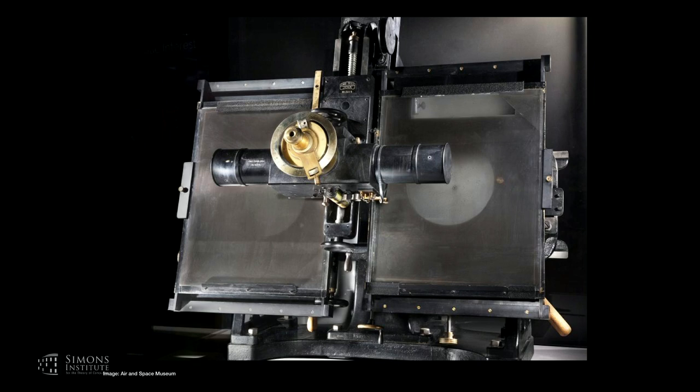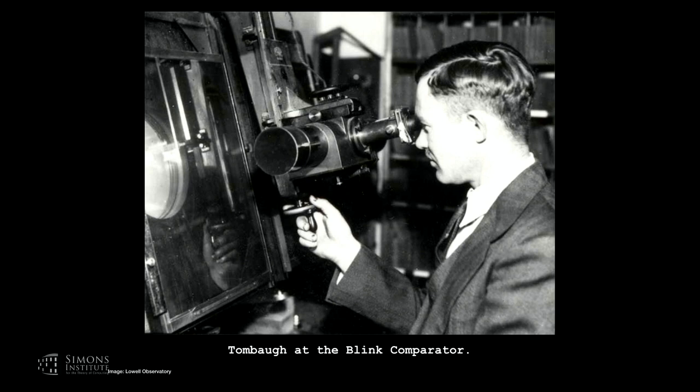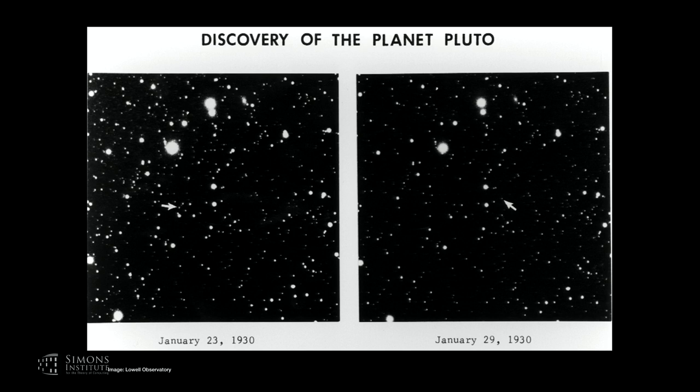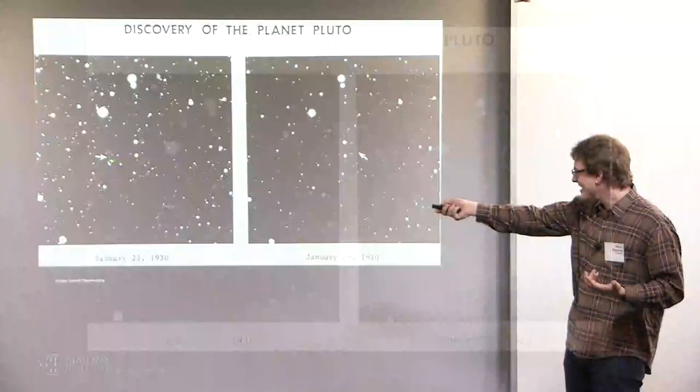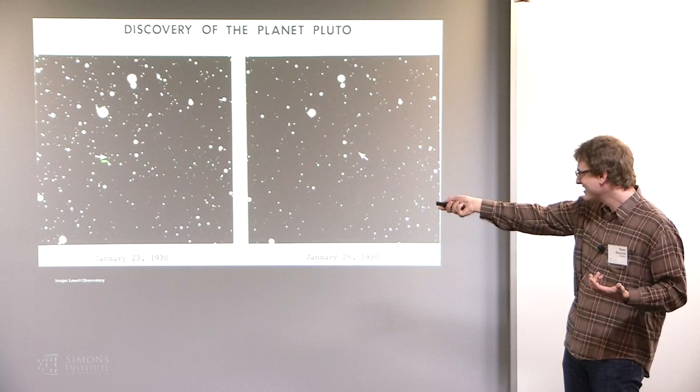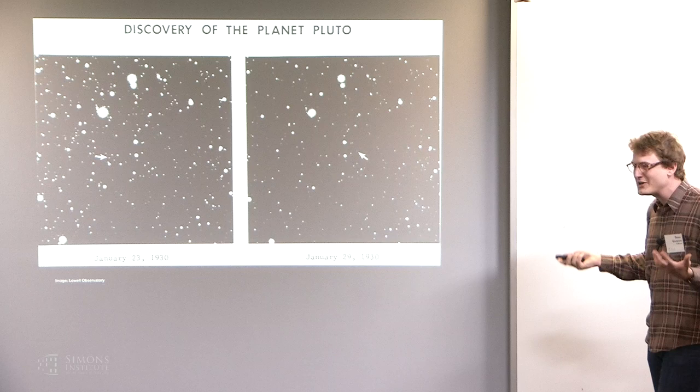And here's a really famous example of this. This is Clyde Tombaugh, an American astronomer. This is him using one of these in 1935. By doing this, he made a very important astronomical discovery, one of the most important of the 20th century. By flipping back and forth between these two images, one taken on January 23rd and then one taken 6 days later, of course, it's blindingly obvious that this object is not here in the second image, right? It's actually moved over here. And so this was how Pluto was discovered.